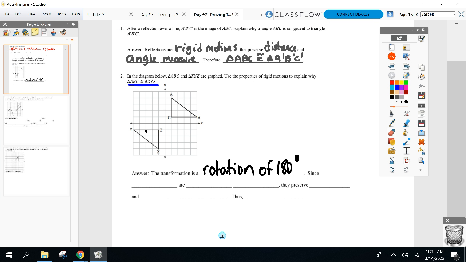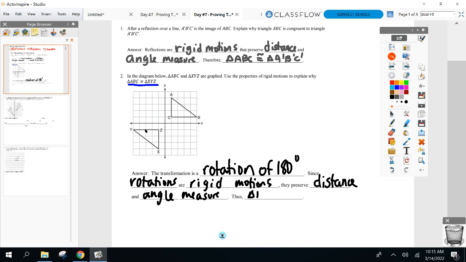All right, here we go. Now everything becomes the same. Since, what did we just do? Rotations are rigid motions. They preserve distance and angle measure. I used therefore before, thus here, whatever floats your boat. Triangle ABC is congruent to triangle XYZ.